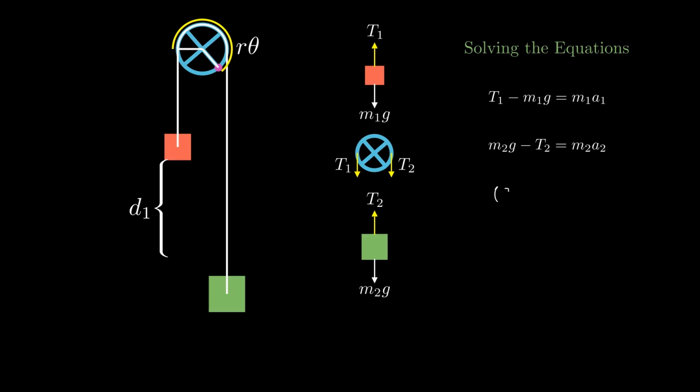At this point, the mechanics is over. We simply have to use mathematics in order to simplify this system of equations to find the unknown variables.